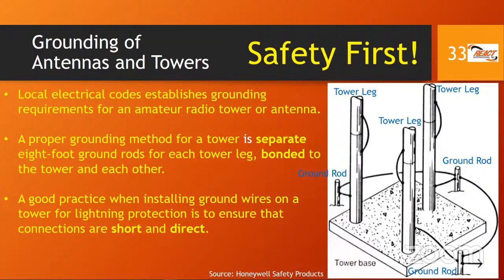Notice how relatively short these connections are. The wire didn't go all the way on the ground and spin across here. Short and direct. It didn't meander all over the place. So it's short connections and direct connection. And that's important, especially for lightning protection. And this is grounding of a tower.